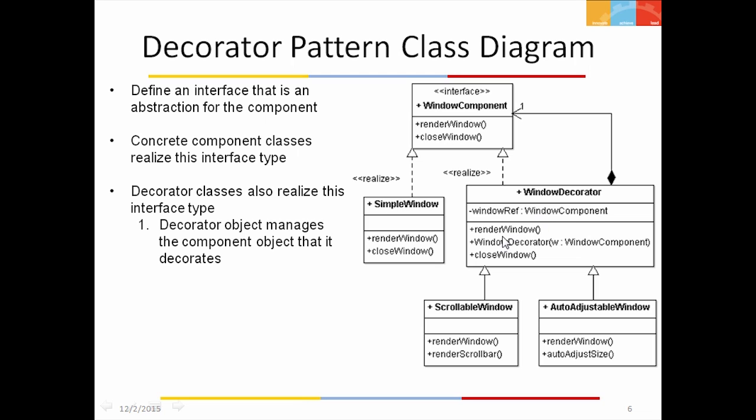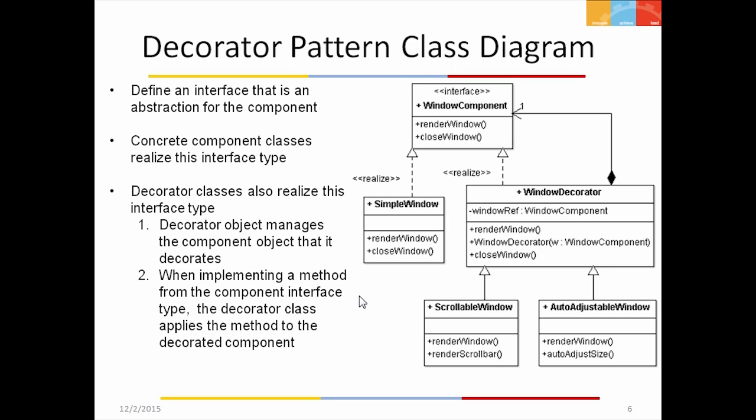So if you look at the creator method or the constructor here, window decorator constructor. So window decorator constructor takes a parameter which is W of type window component. So this is the window component W that window decorator basically manages as well as decorates.